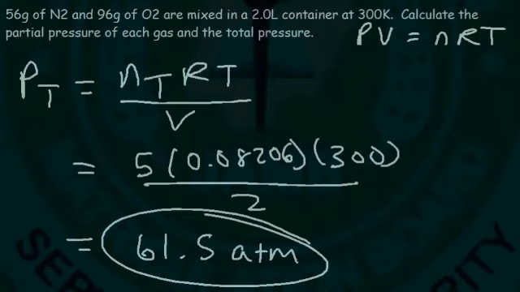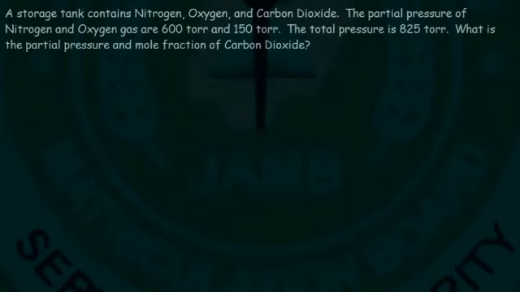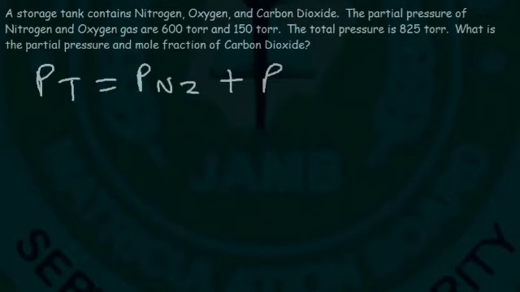Let's try one more problem. A storage tank contains nitrogen, oxygen, and carbon dioxide. We have the partial pressure of N2 and O2, and we have the total pressure. What is the partial pressure and mole fraction of CO2? So according to Dalton's law, the total pressure is the sum of the individual partial pressures. So that's the partial pressure of N2, O2, and CO2.